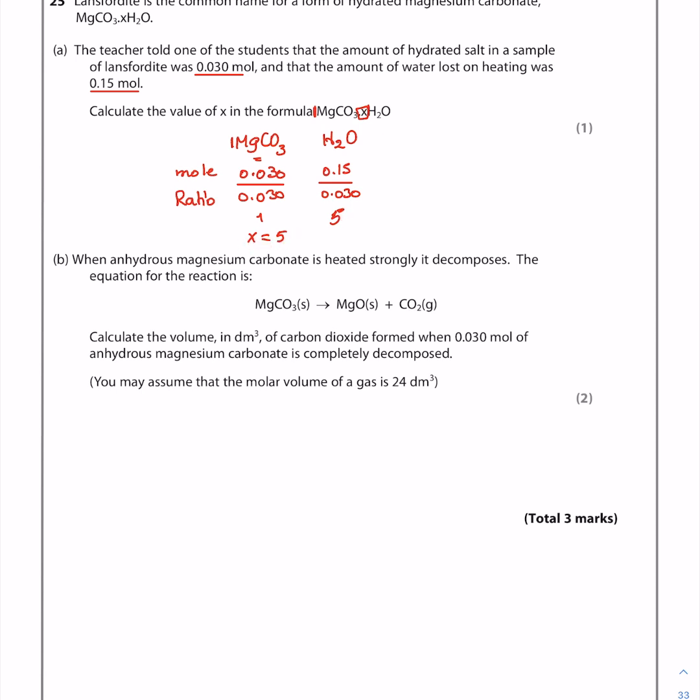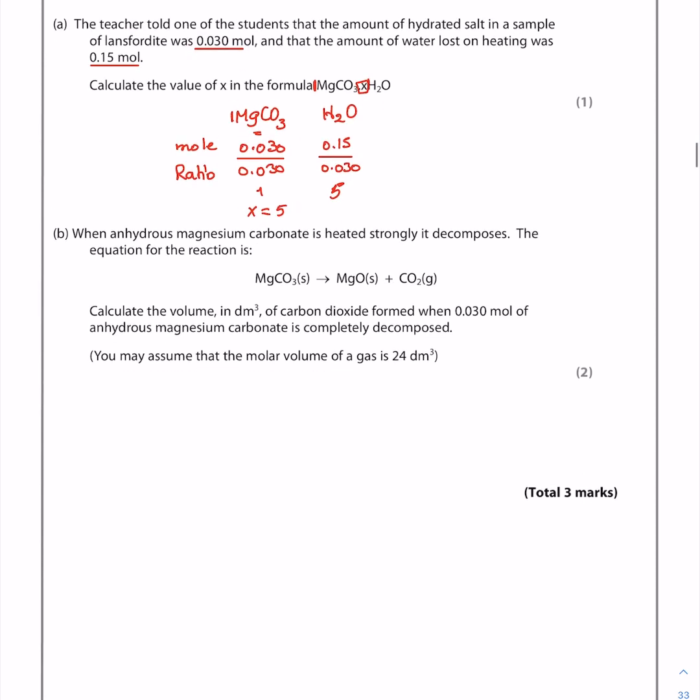Question B, when anhydrous magnesium carbonate is heated strongly it decomposes according to the equation MgCO3 gives MgO plus CO2. Calculate the volume in cubic decimeter of carbon dioxide formed when 0.030 mole of anhydrous magnesium carbonate is completely decomposed.